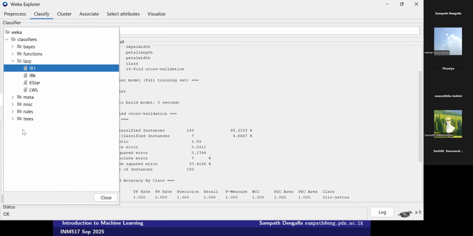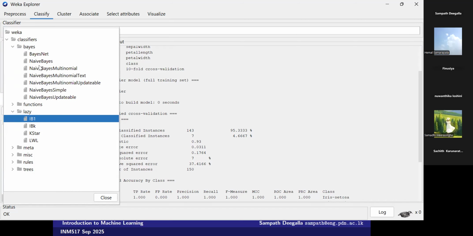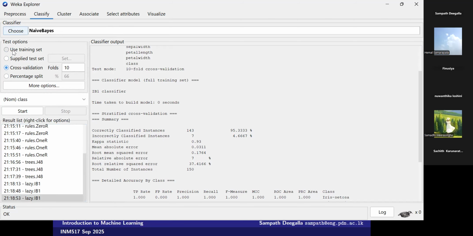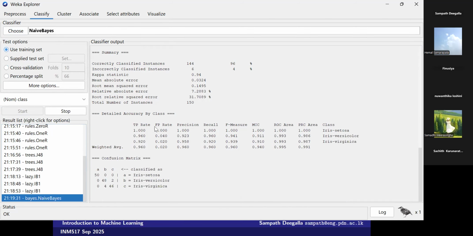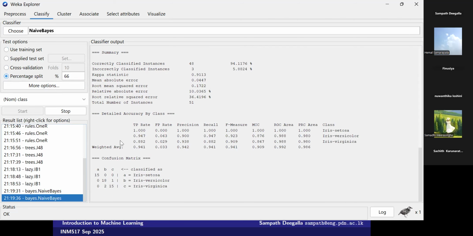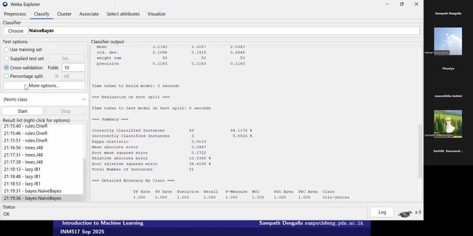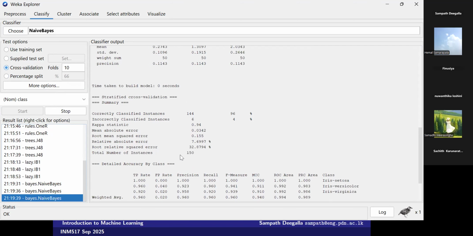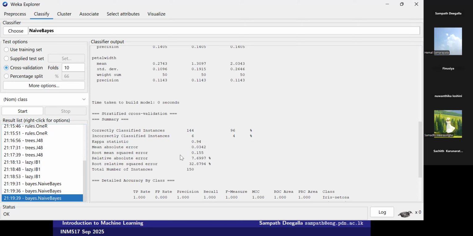Okay, let's try with the naive Bayes as well. I'll start with the training data. Okay, we got 96 percent with percentage split. We got 94 with cross validation. Okay, got 96 again. So you see the importance of selecting test options.